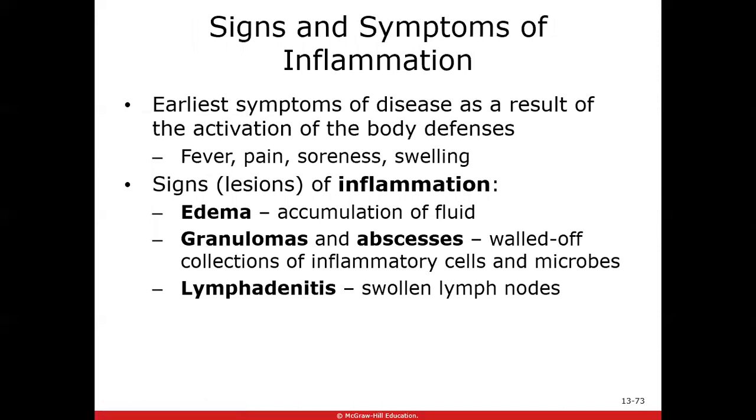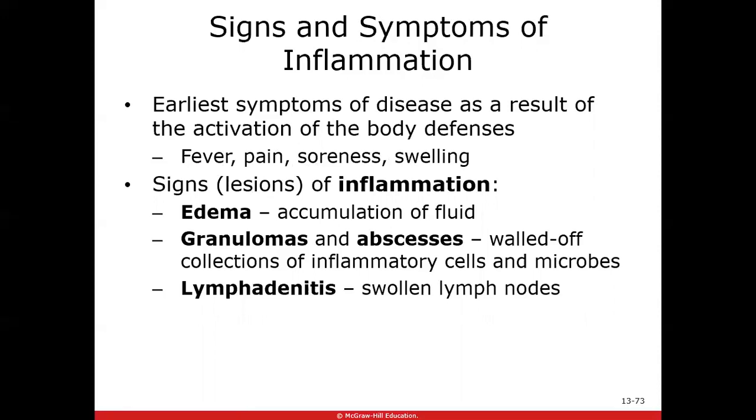So the earliest symptoms of disease are a result of the activation of the body's defenses. These are what you feel in response to your body fighting something off. So the fever, the pain, the soreness, the swelling. And some of the signs of infection are edema, the accumulation of fluid, and you can get swelling with that as well.